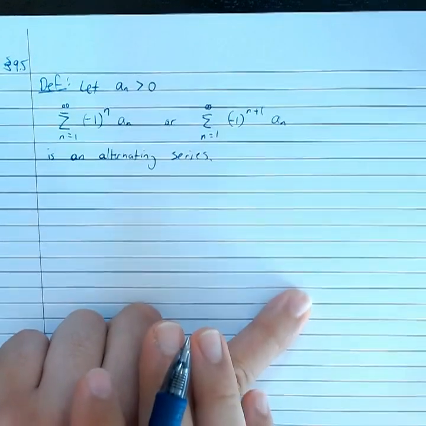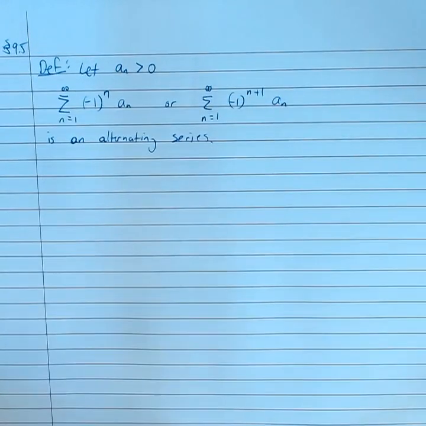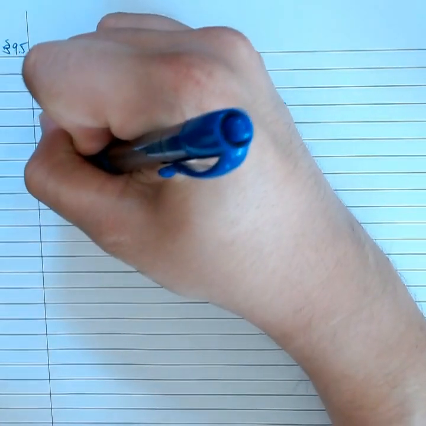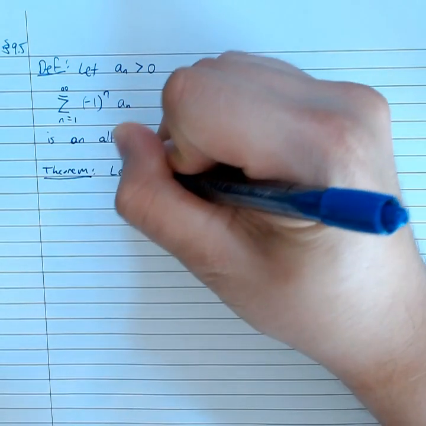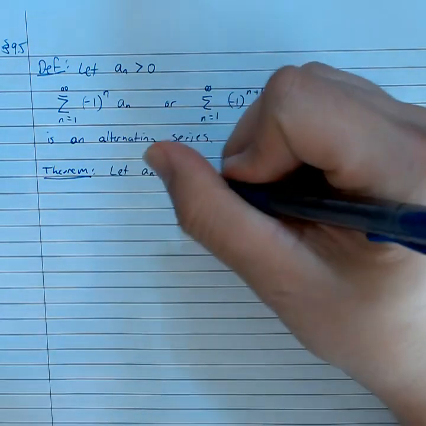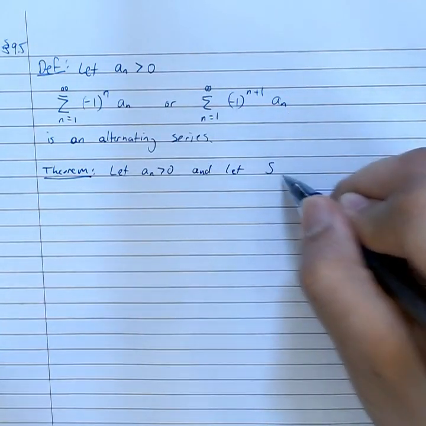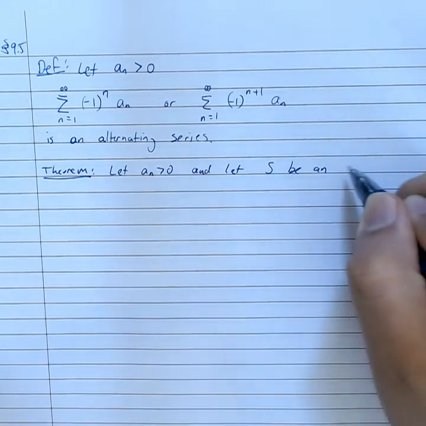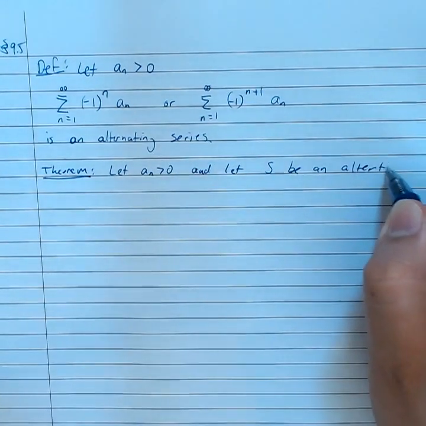So an alternating series on its own converges if and only if we have a very simple collection of conditions. So this brings us to a theorem. Let's begin with an alternating series. Let's have the same notation that we saw just a moment ago. Let a sub n be greater than 0, and let S be an alternating series. So one of these, and it doesn't matter which one. Let that be an alternating series.